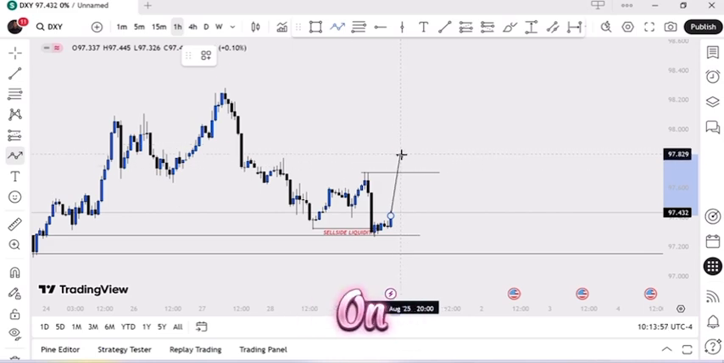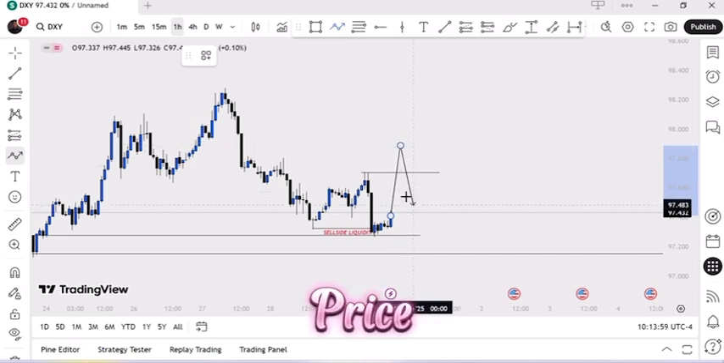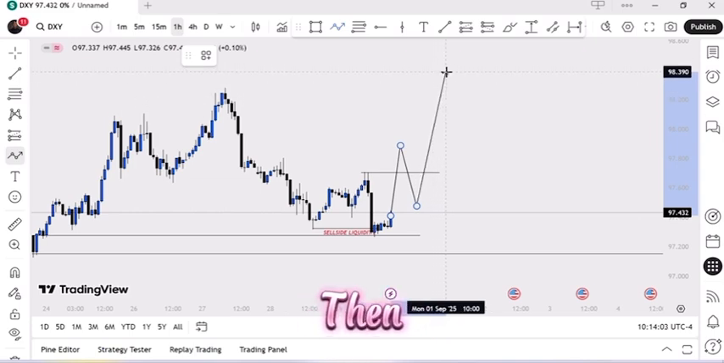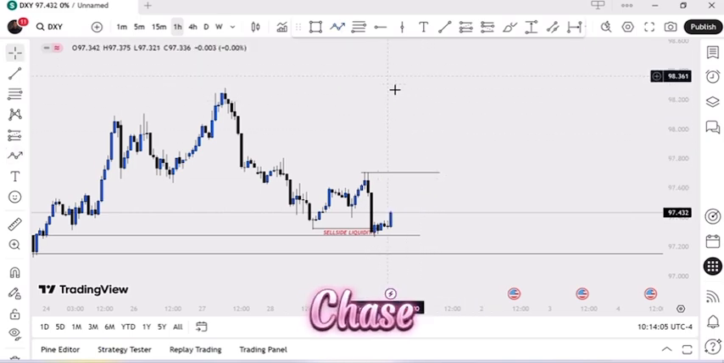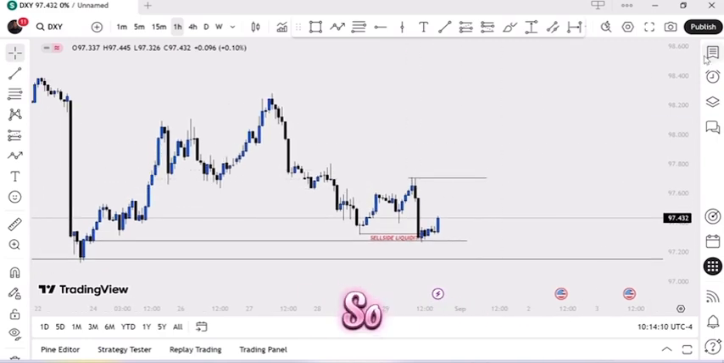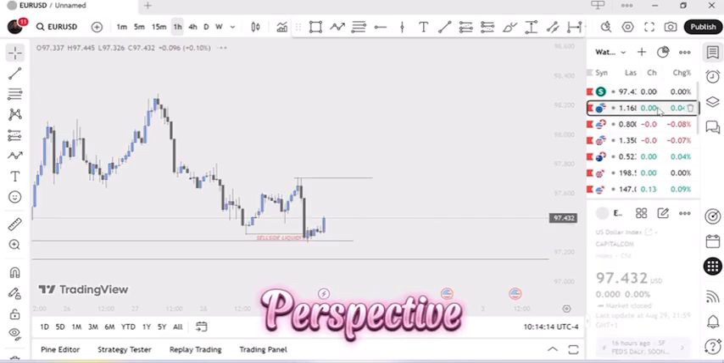So this coming week on DXY, if I see price trade up to this point, closing above this high, then I want to see price retrace into the range, and then I'll buy up from that point. So that's what I'm expecting on DXY, guys.